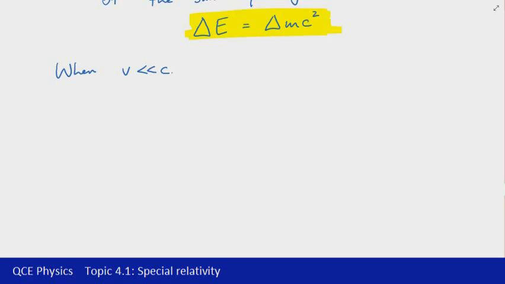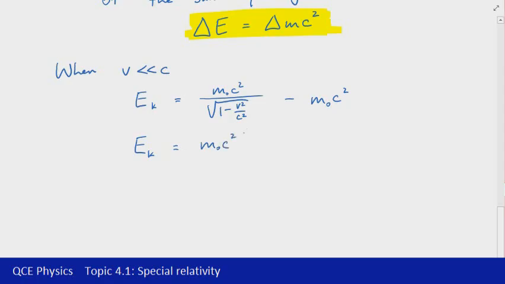So if we look at the situation where v is much, much less than c, I'll rewrite that equation again. So Ek being equal to m naught c squared on the square root of 1 minus v squared on c squared. And I'll use the expression for E naught being m naught c squared here. So we're going to apply a few mathematical tricks to simplify this equation a bit. The first is that we're going to rewrite this as 1 minus v squared on c squared to the power of negative a half. And we're still going to have minus m naught c squared.